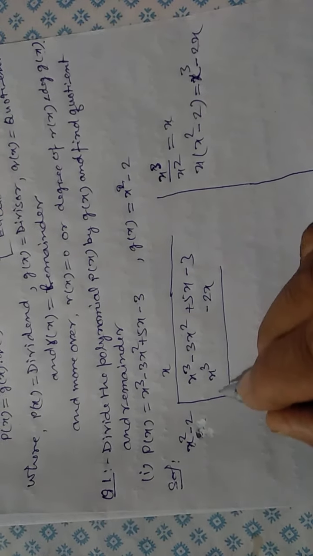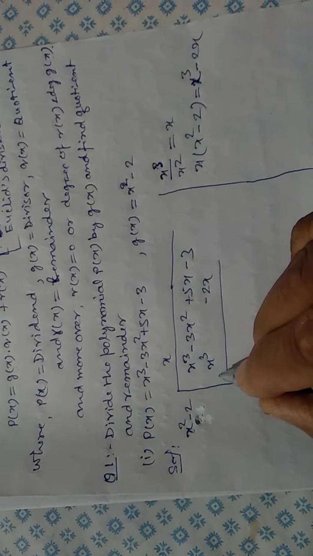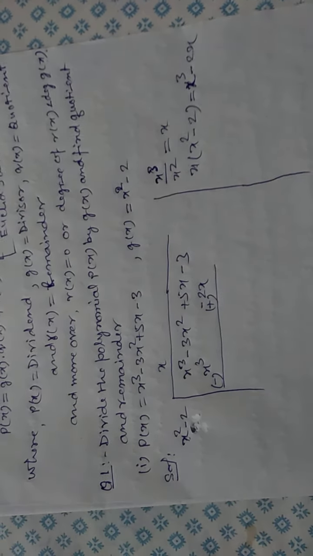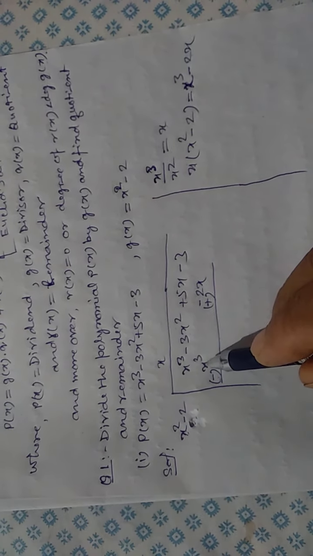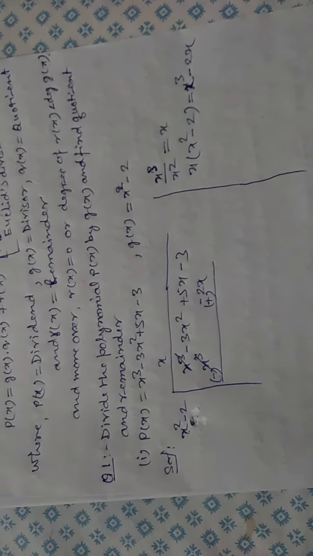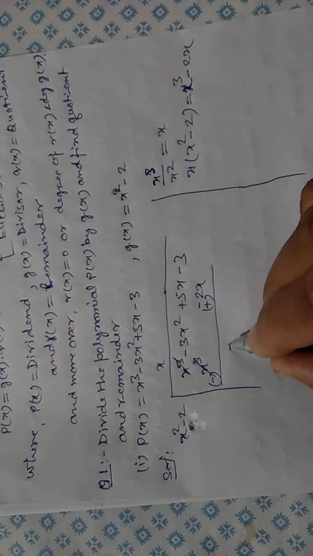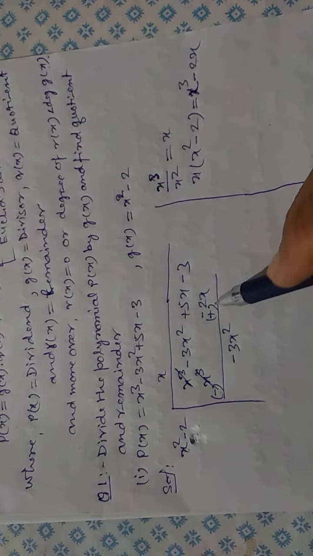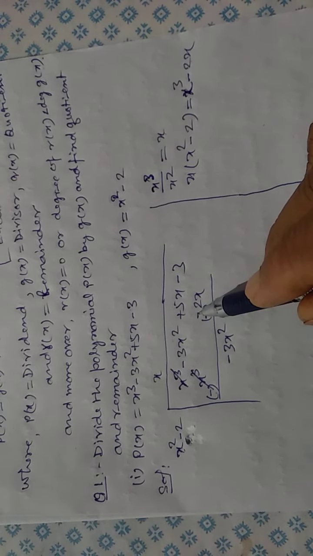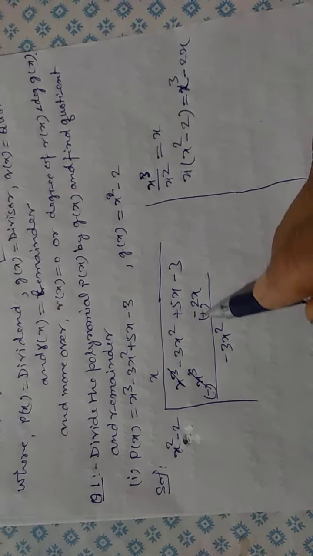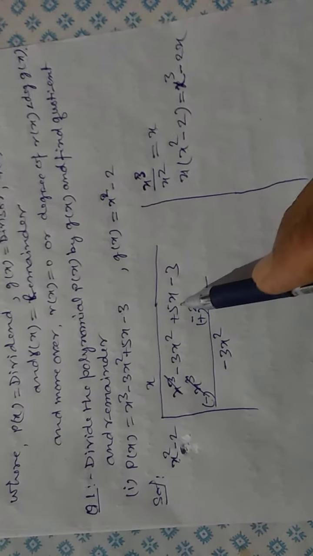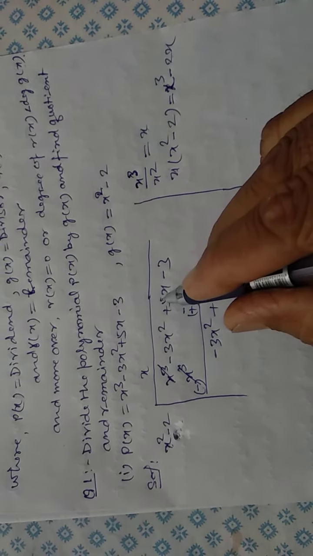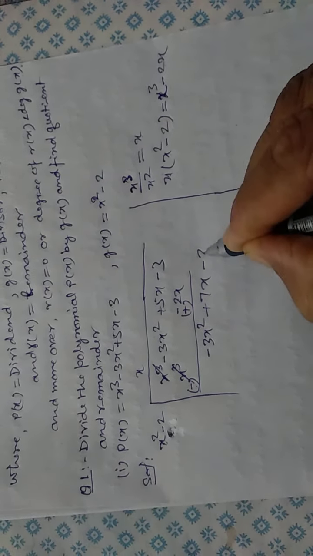When you subtract, you will change the sign. Sign of this is positive, so you make it negative, and sign of this is negative, so you will write here positive. Now this x cube minus x cube, both are same, cancel. Now this minus 3x square as it is. Now see, this 5x, it is positive, and this 2x, it is also positive. Then add it, and it will be 5 plus 2, 7x minus 3.